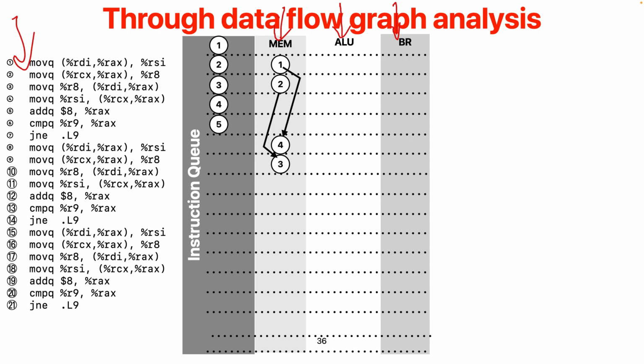How about 5? 5 has to issue after this anyway. But because we have only 1 issue pipeline, 2 has occupied the following issue slots. So when is the earliest time I can start executing 5? After 3, at which functional unit? ALU. So that's 5. How about 6?